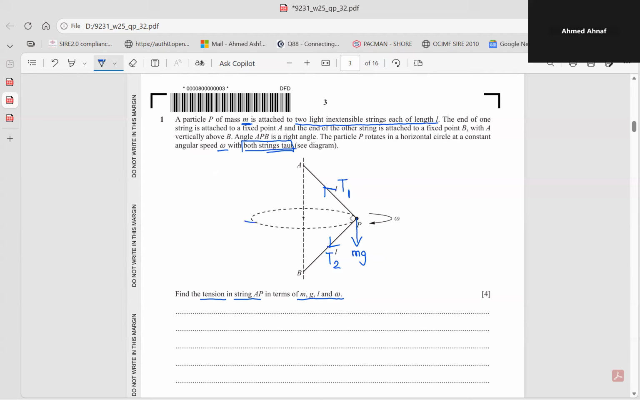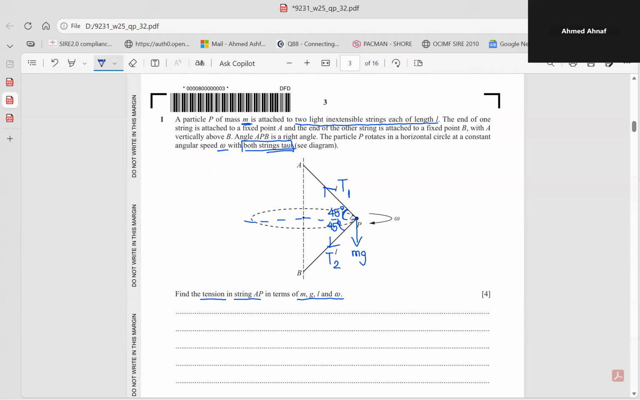Let's draw a datum line through the center of the circle to label these angles, just 45 degrees. The reason I did that is to make it easier for us to split the tensions into vertical and horizontal components. We will need it to solve for these forces later.